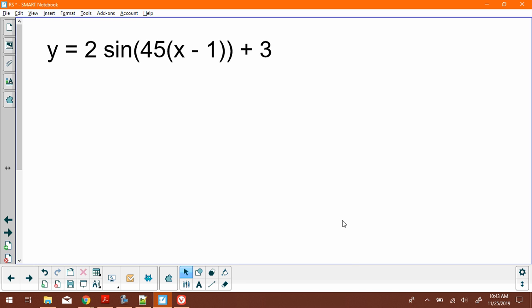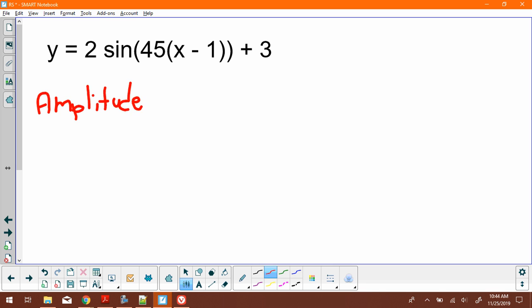So the first thing is we're going to want our amplitude. Yes, this is the serious part of the notes. You can start writing this down now. So for our amplitude, that's just our leading coefficient here, right? So our amplitude is going to be 2. Again, the reason is that it's the vertical stretch, and that's what's telling us about that part.